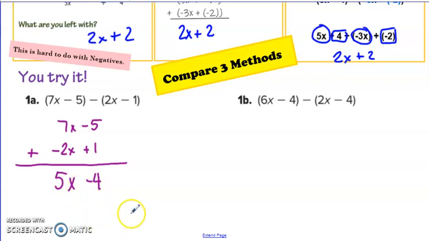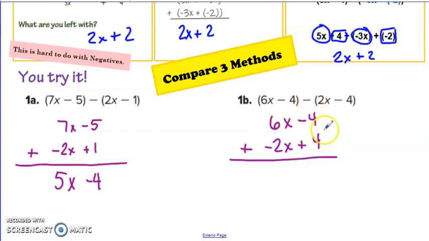Okay, and now let's look at this one. We got 6x minus 4, and then we've got minus 2x minus 4. Okay, let's change those signs on that bottom one. Only the bottom one you do that to.